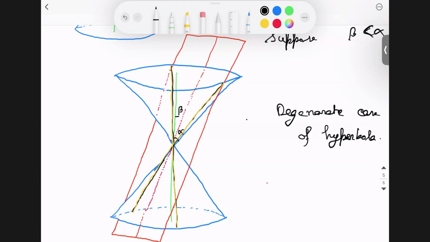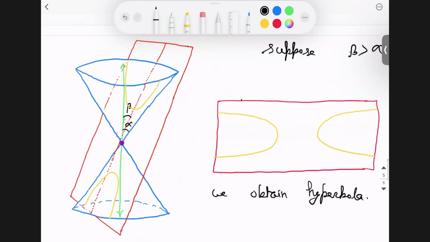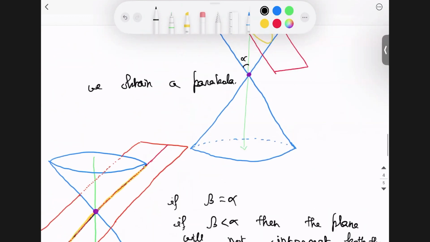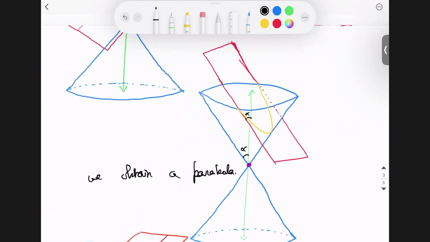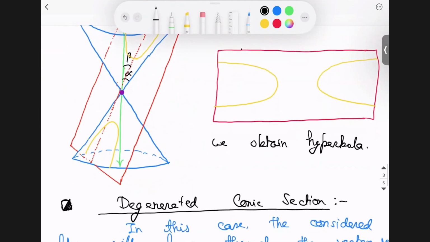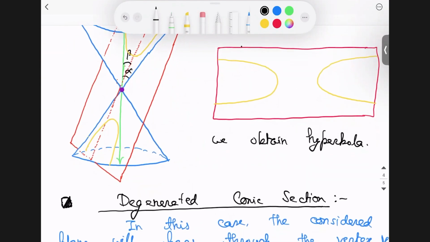Because in the case of a hyperbola, we must have two-sided curves. In other cases, we get only one curve like this. But in the case of a hyperbola, we get two curves. Now, if I join these two curves like this, just draw in black, if I join these two points and make this a straight line, then I will get like this.